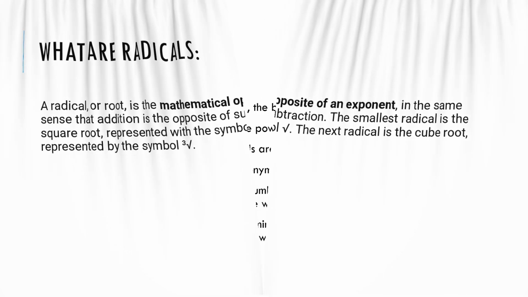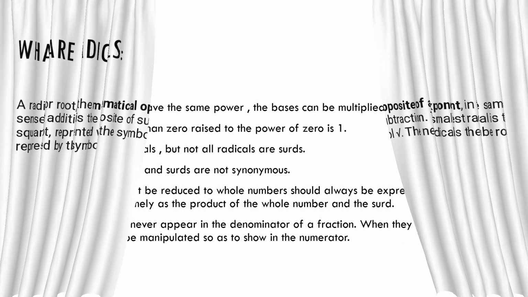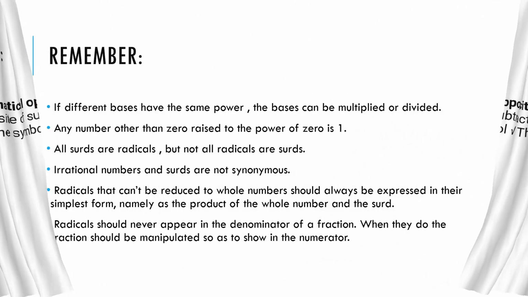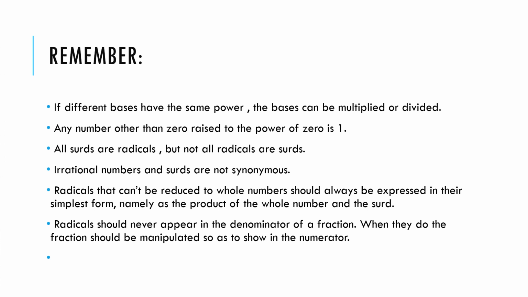Remember, if different bases have the same power, the bases can be multiplied or divided. Any number other than 0 raised to the power of 0 is 1. All surds are radicals, but not all radicals are surds. Irrational numbers and surds are not synonymous.